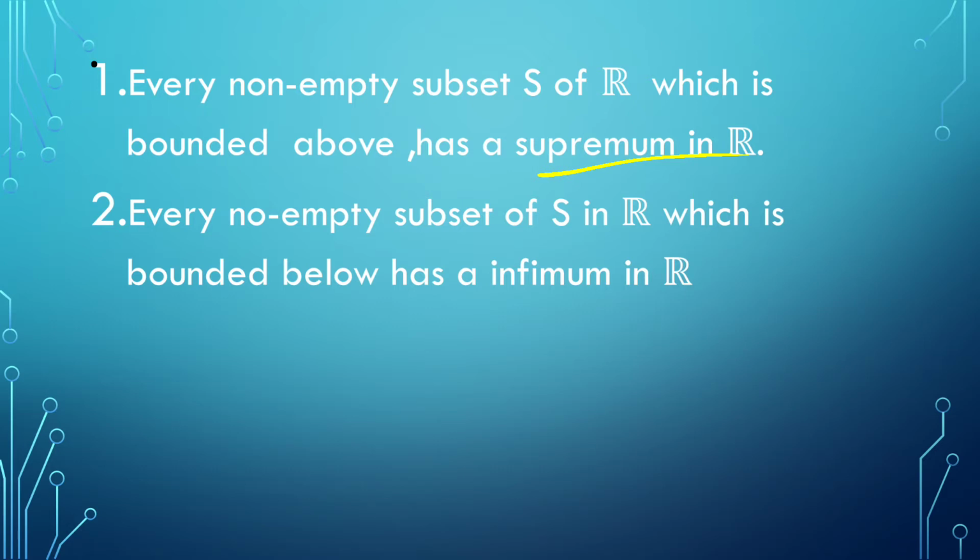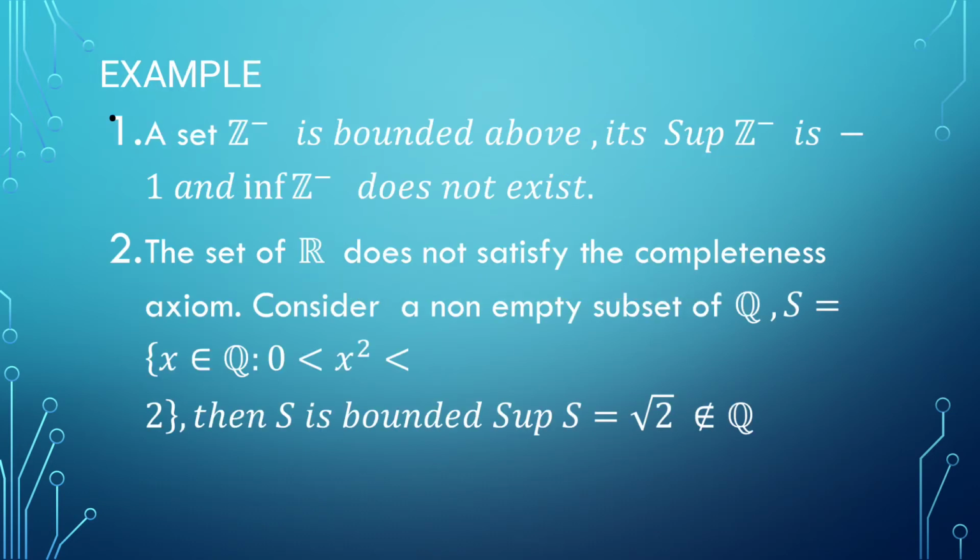Number 2. Every non-empty subset S in the real set is bounded below, and that means it has an infimum in the real set. So you take a subset S in the real set and you'll find it is bounded above, and it has a supremum in R. And again, you'll find that that set is also bounded on the lower side, which is below, and it has an infimum in R. So those are the two key completeness axioms.